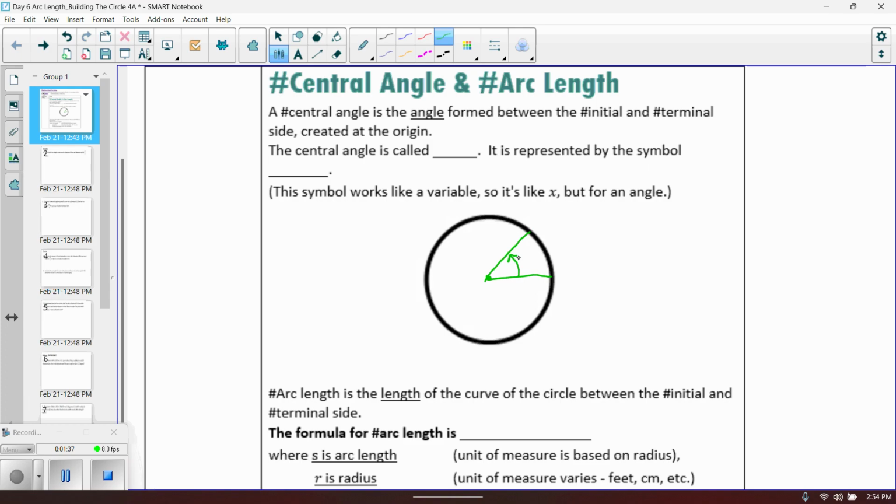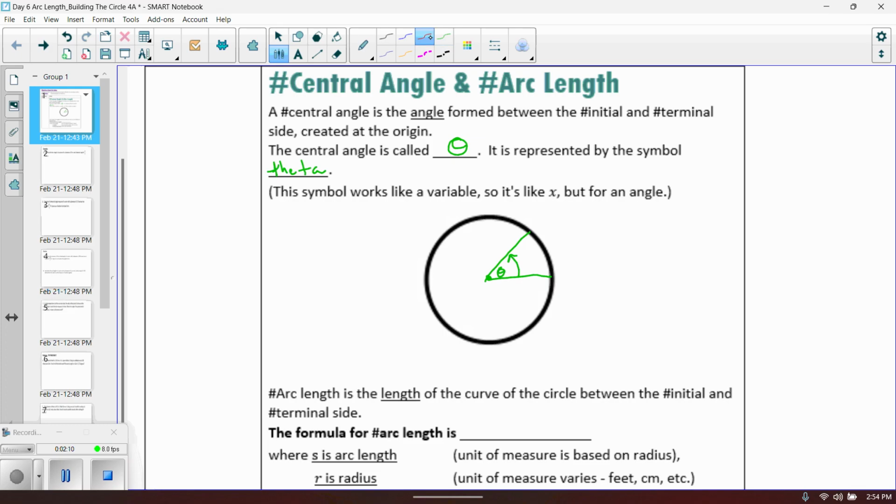And what we typically label this angle is using a Greek letter, and that Greek letter symbol looks like this, kind of an O with an extra line through it. It's called theta, T-H-E-T-A, theta. So again, it's kind of like a circle with a line horizontally through it. Basically, theta works just like any other variable, like x, it's just that it's a Greek letter instead.